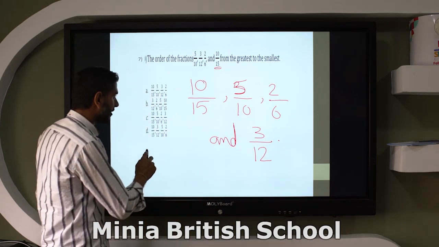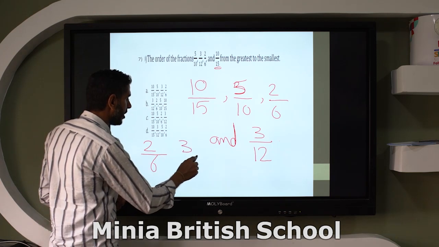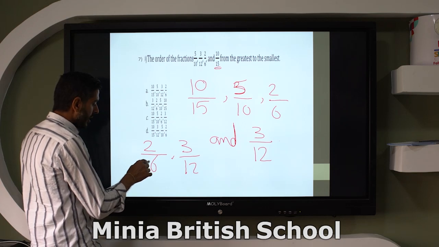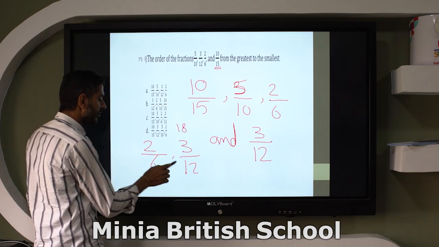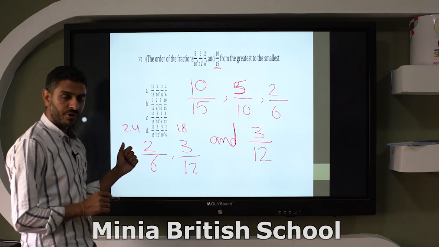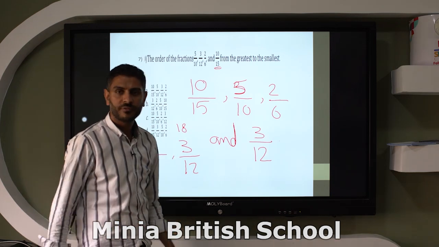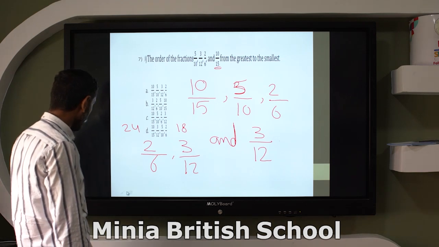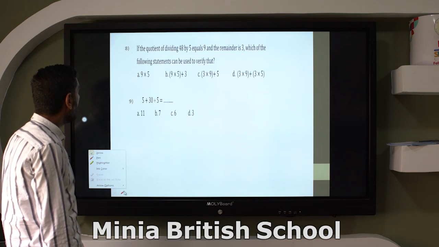You can check it by cross multiplying. 2 over 6 and 3 over 12. 6 times 3 equals 18, and 2 times 12 is 24. Which is greater? 24. So 2 over 6 is more than 3 over 12. Okay. Next one.